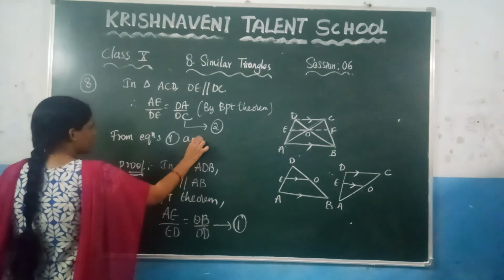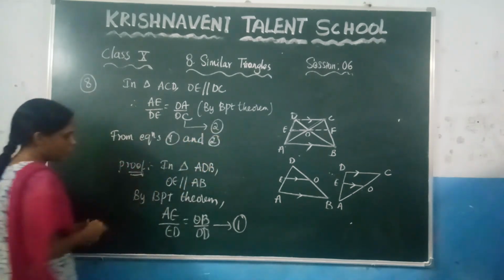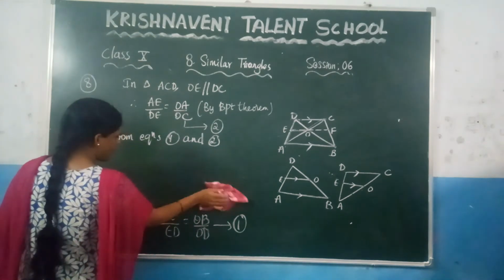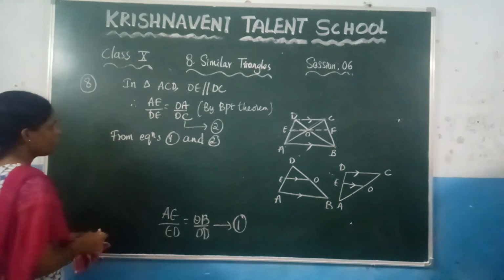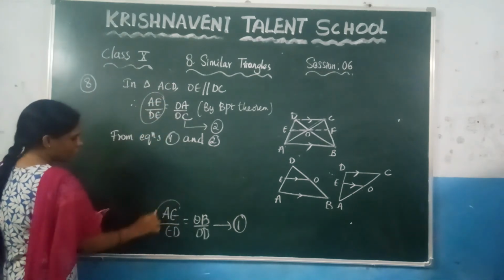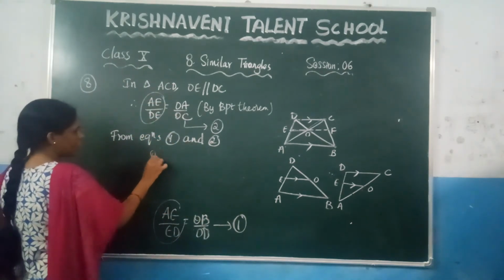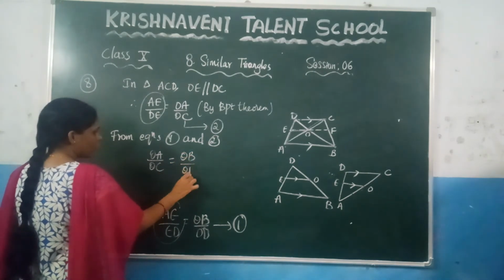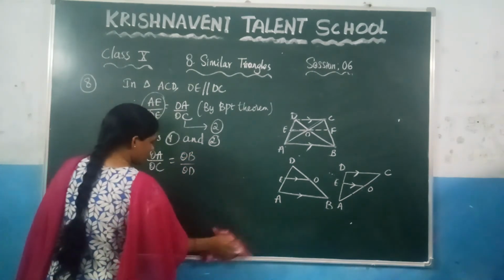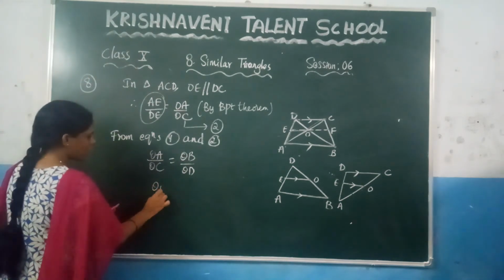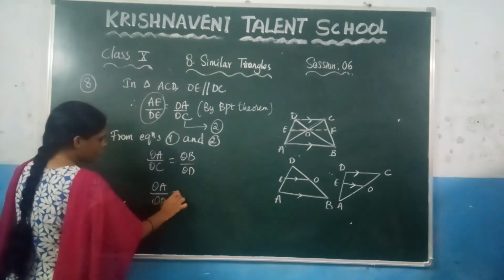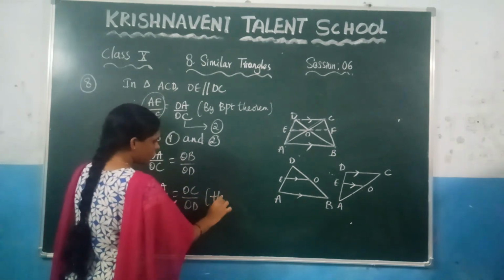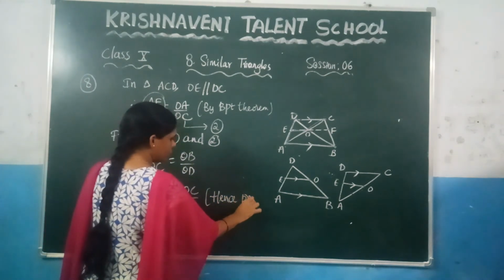From equations 1 and 2, you can equate the RHS parts. Since the LHS values are equal, you can equate these two values. So you will get OA by OC is equal to OB by OD. So you can write this as OA by OB is equal to OC by OD. This is what we needed to prove.